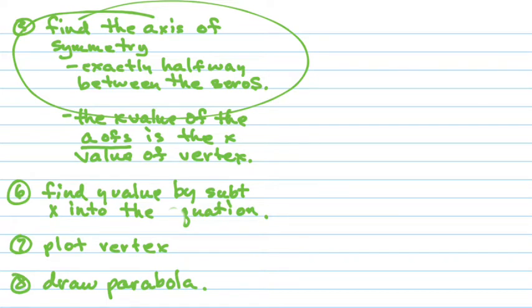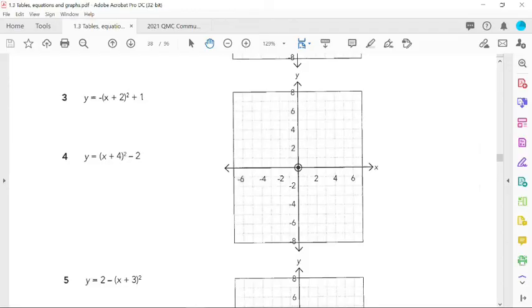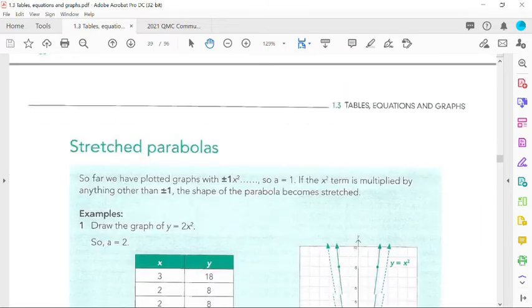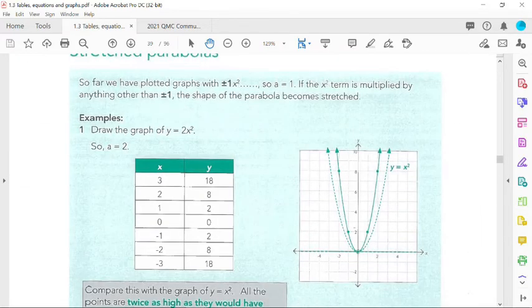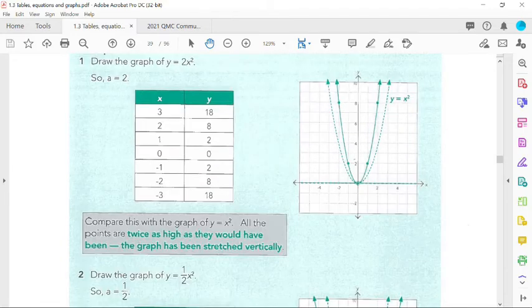So we're going to practice a lot of these, and then we'll look at the pieces. All right, so here we go. So this was your last homework. Let's just scroll down to the next one. Here's where they're talking about stretched. Notice there's a 2, and what it does is instead of being wider, it gets narrower, because a 2 makes the x values go higher faster.